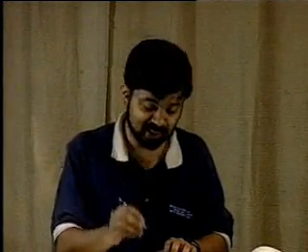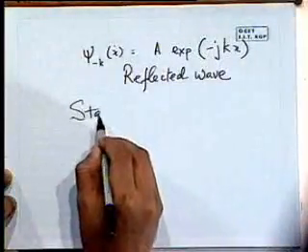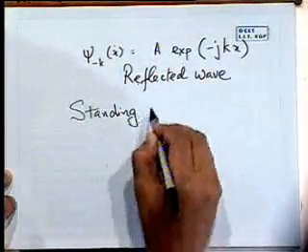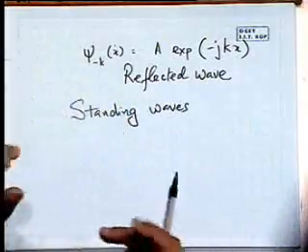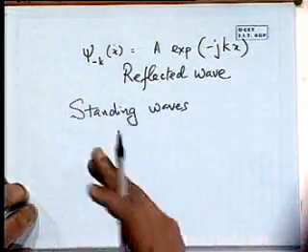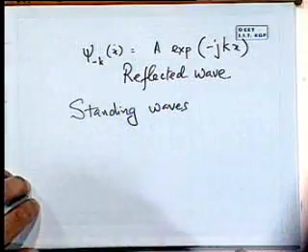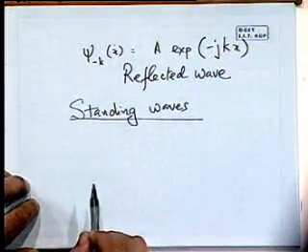What does that tell you? What kind of a wave is that? Standing waves. Very good. We've created standing waves. They are identical waves propagating in opposite directions with nodes and antinodes at exactly the same places. So we've created what are called standing waves.